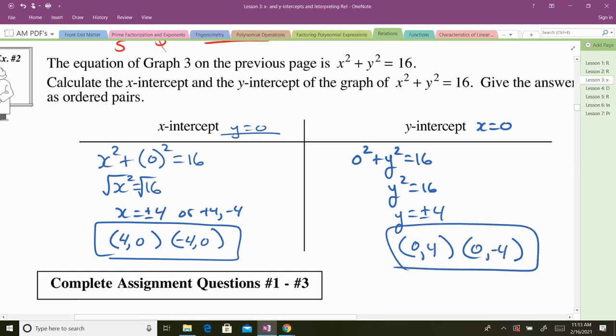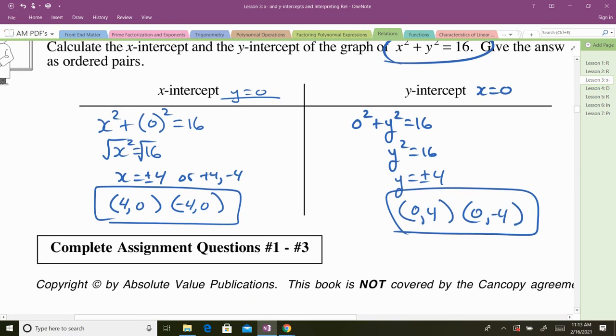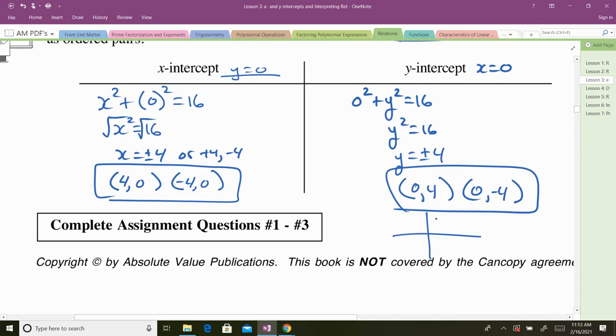And if you go on in math, you'll realize this is the equation of a circle. So that's why it has 2 of each, because it looks like that. And there's your x and y intercepts. 4, 0, negative 4, 0, 0, 4, 0, negative 4.